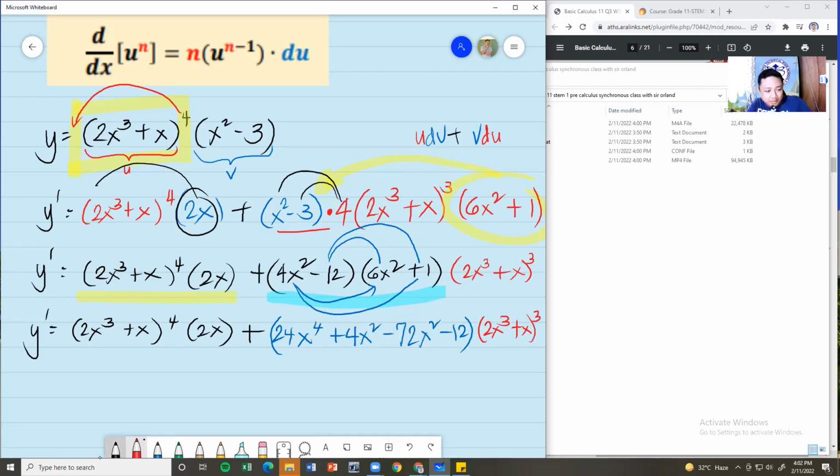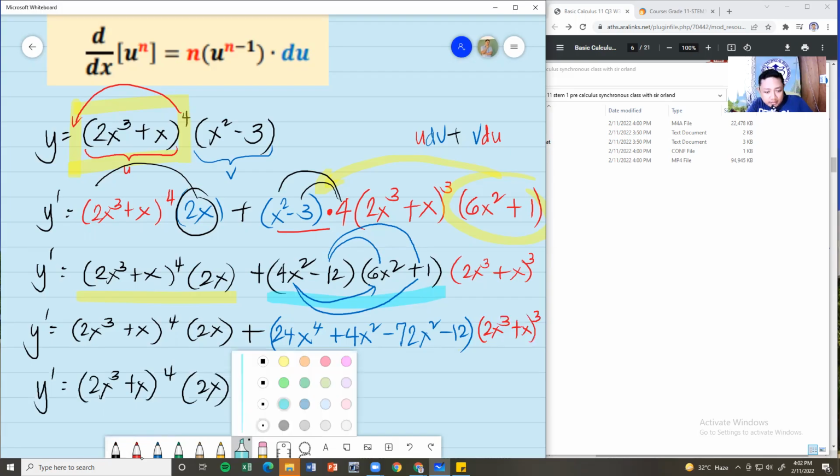Finally, we will now have here y prime will be equal to, copy the same, 2x cubed plus x raised to 4 times 2x plus, what else can we simplify here? I hope you noticed that these two are of the same terms. So we can combine them. This will become 24x raised to 4. And then 4x squared minus 72x squared, it will become minus 68.